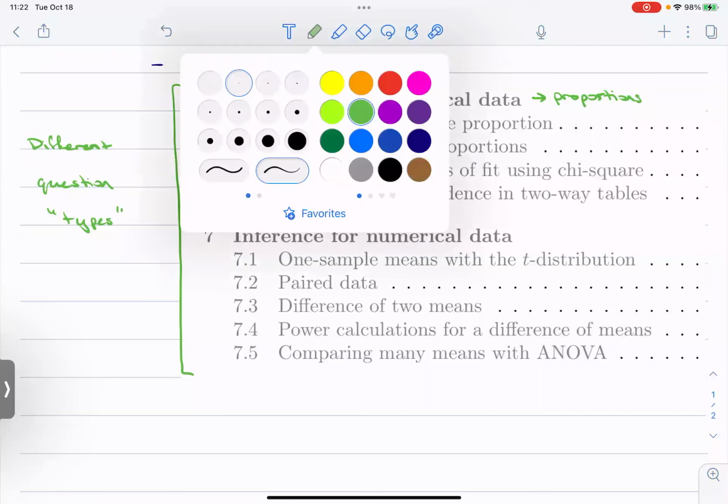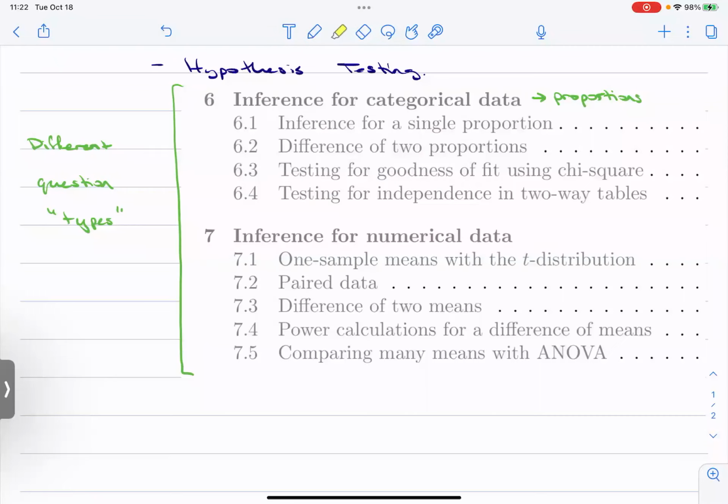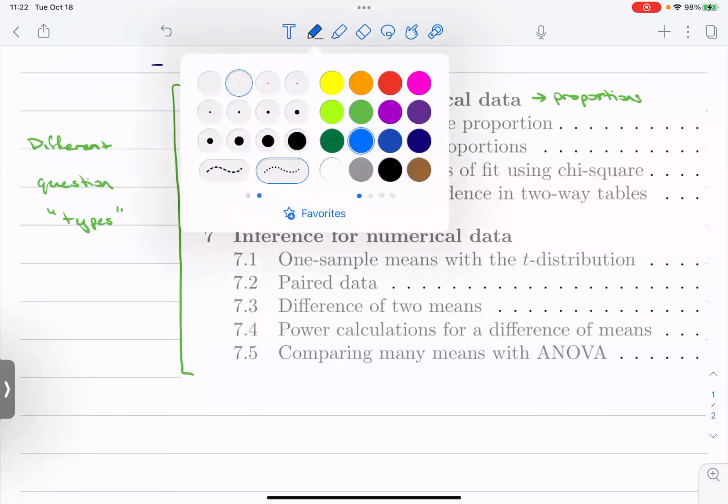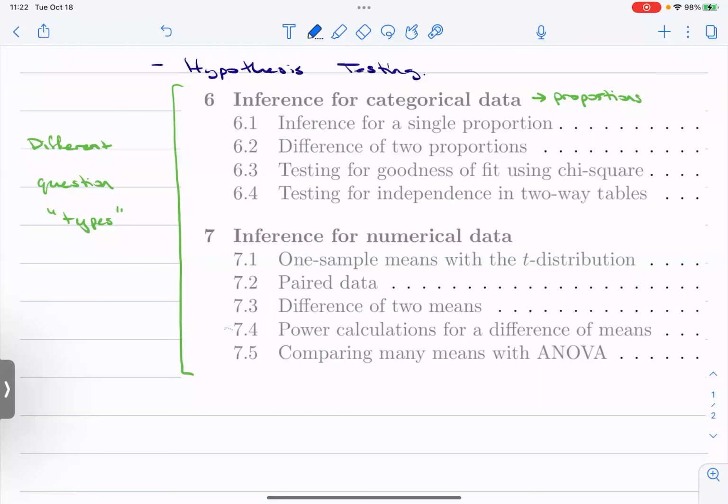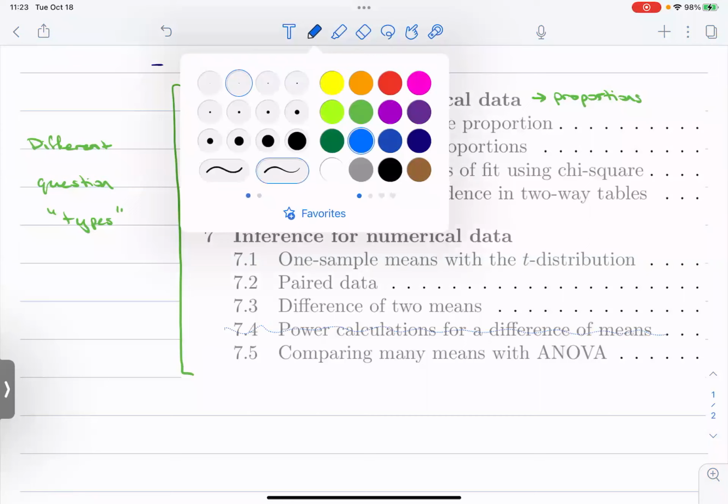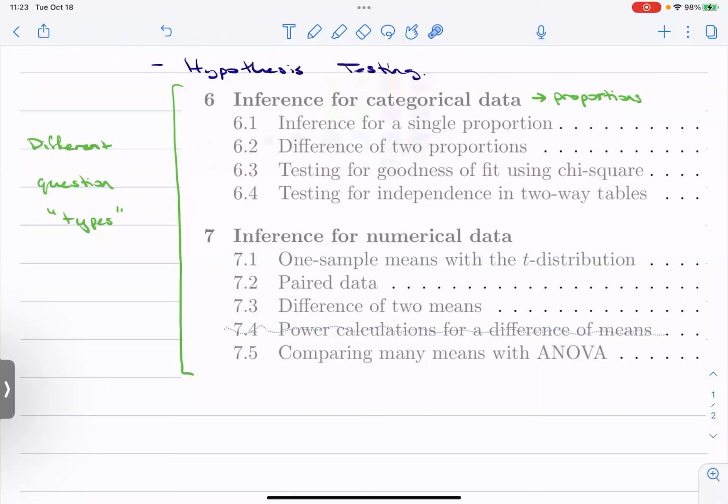I tend to skip, and I'm going to make it kind of low key here, the power calculations. I'm going to gloss over it. It's not a full pen, it's a dotted pen. We're supposed to do it, but I skip it, and no one's caught me. And I think that's how life works. I'm pretty sure. You just don't get caught.